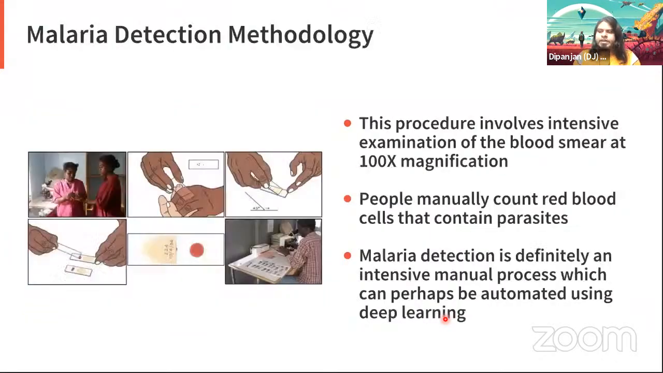Now, why are we talking about AI here? What is the reason for it? Humans can do this, right? The reason is that the procedure to detect malaria is intensive. After you get the blood smear, you have to magnify it 100 times using a microscope. There are experts who have to sit and look at the structure of the cells, count the number of red blood cells, maybe, and then essentially come to a verdict.